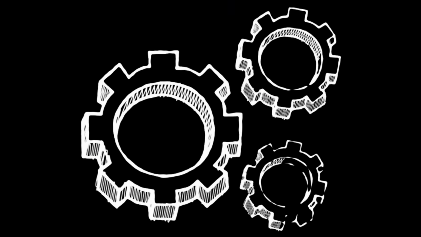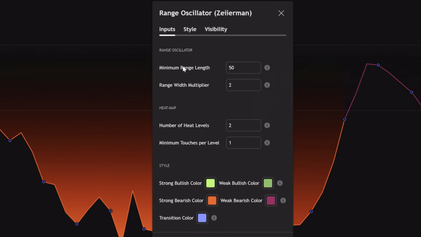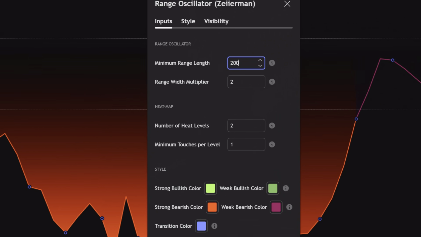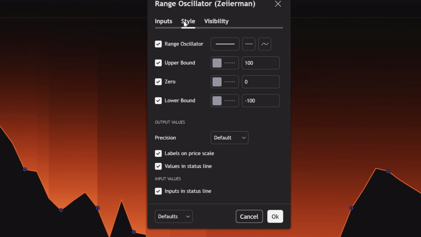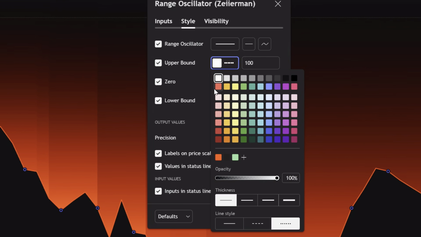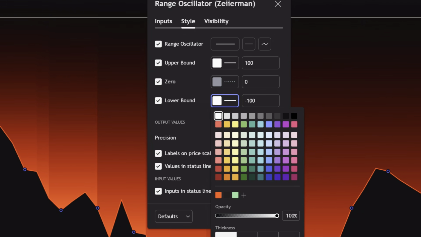Go into the settings and set the minimum range length to 200 and the range width multiplier to 3. Now here's a pro tip. Change the weak bearish and bullish colors to white. Why? Because we're not interested in maybe. We only want to see high probability momentum. Make those 100 and minus 100 levels bold. They are your lines in the sand.